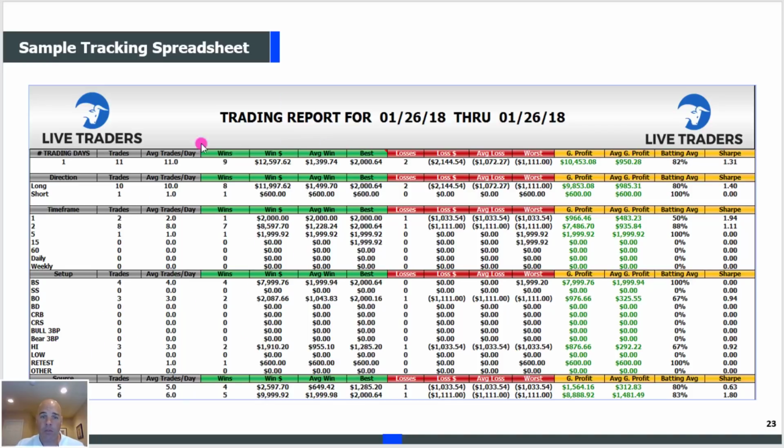Okay? And this trading report is like 2 pages long, 3 pages long. There's way more to this trading report. The point I'm simply making is this is the only way you're going to get better: to find out what you're doing well and what you're doing poorly. That's what every business in the world does when they spend money on marketing.